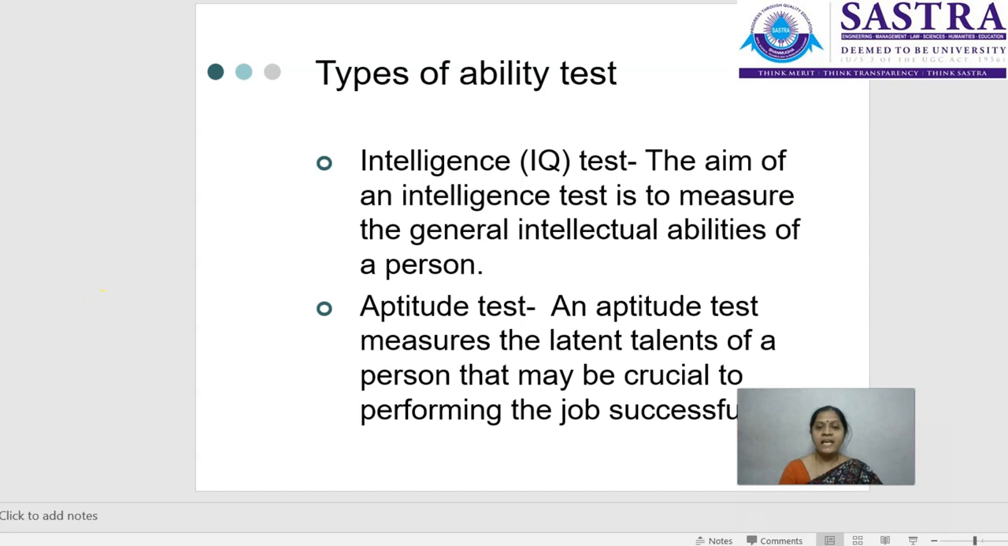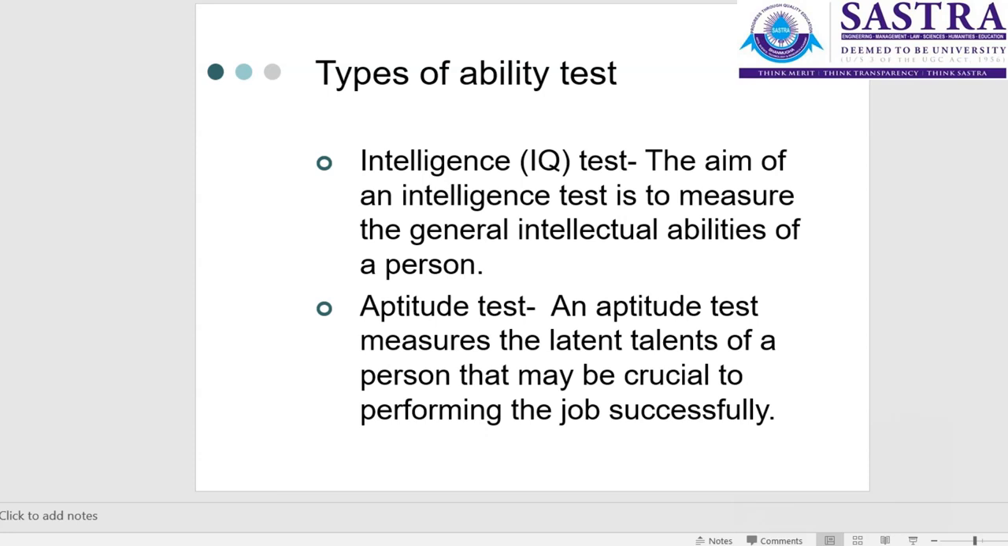And the main aim of this intelligence test is to measure the general intellectual abilities of a person. This test also assesses the memory, vocabulary, verbal comprehension and thought fluency, and also the inductive reasoning skills and numerical skills of a candidate. So all these are some of the skills that are tested under this intelligence quotient test.